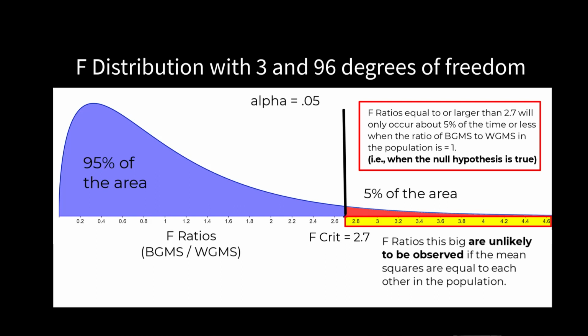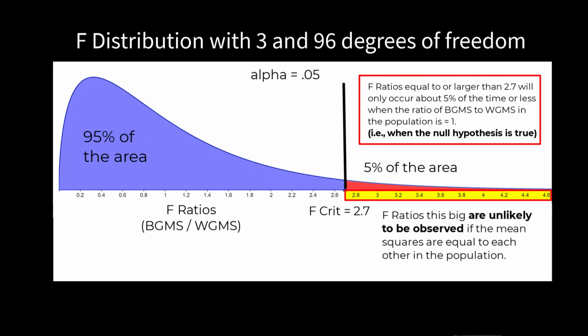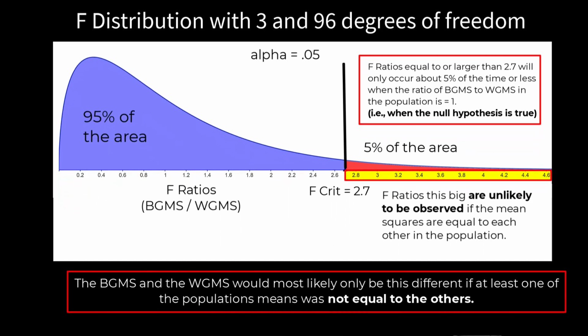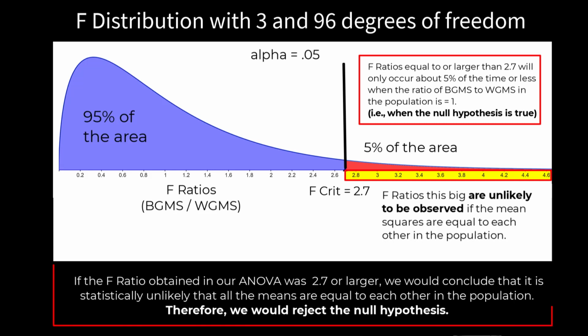That is, while it is not impossible for the F ratio of 2.7 to 1 or greater to occur when the mean squares are actually the same in the population, it would be very unlikely. The between groups mean square and within groups mean square would most likely only be this different if at least one of the population means from which our samples were taken was not equal to the others. So in this example, if the F ratio that we obtained in our ANOVA was 2.7 or larger, we would conclude that it is statistically unlikely that all the means are equal to each other in the population.